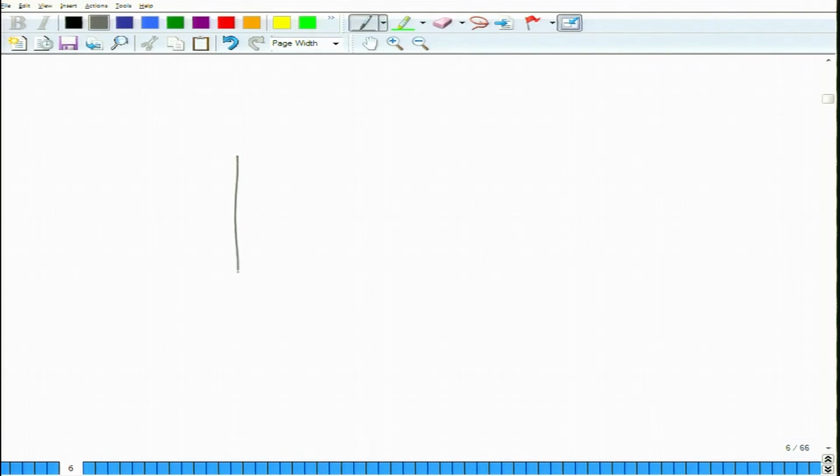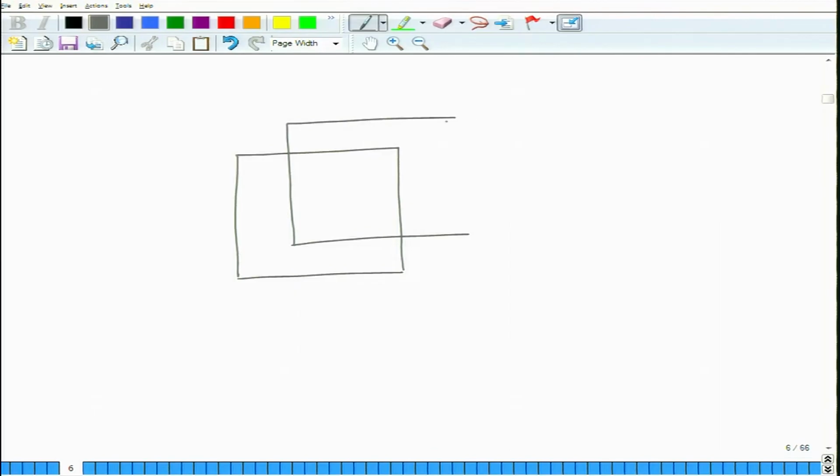If I put the titanium atom at these corners, let's say this is titanium atom.